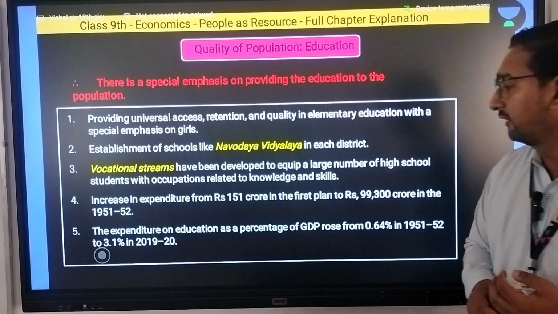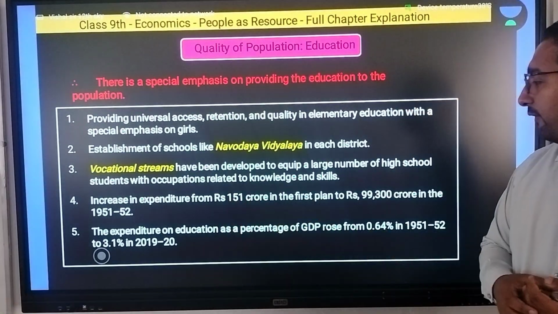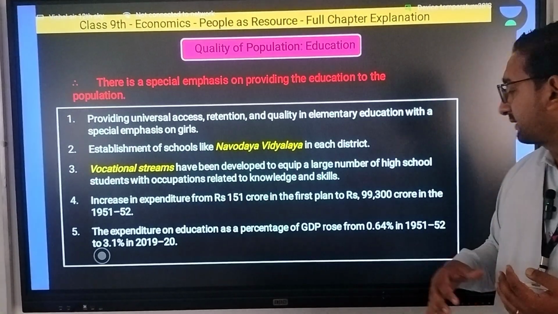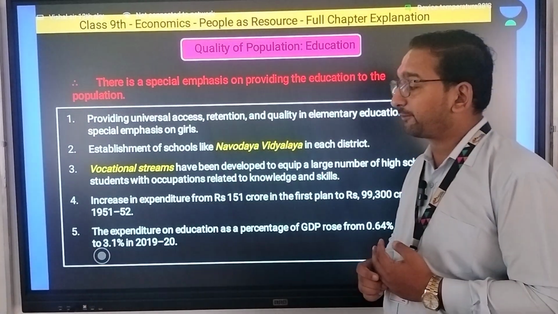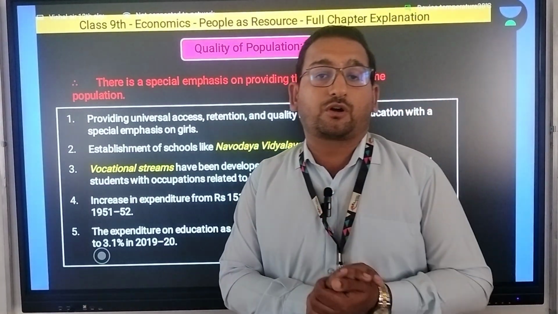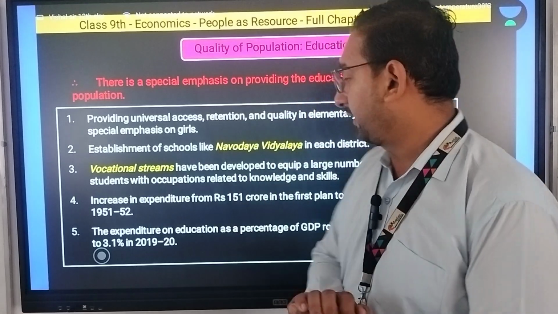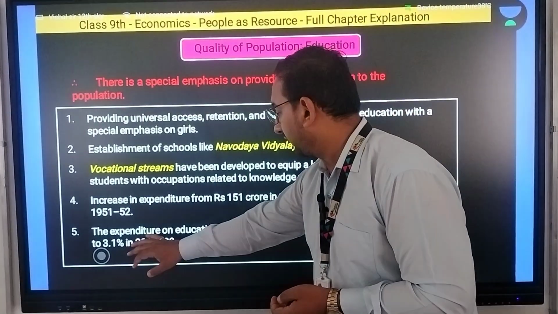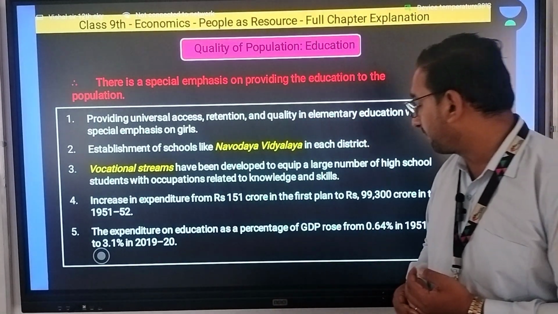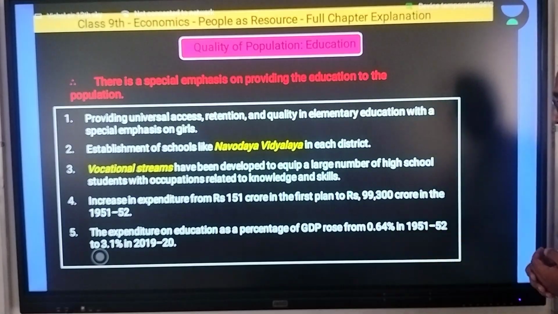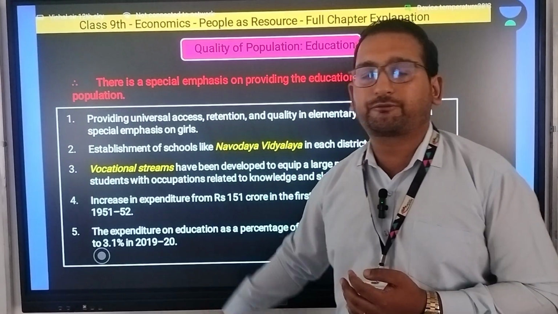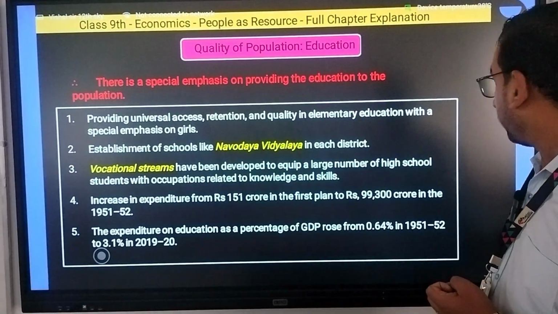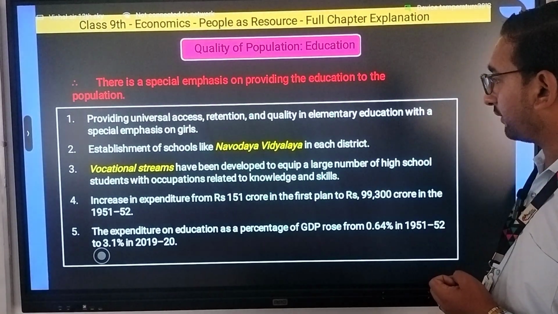Increase in expenditure from rupees 151 crore in the first plan to 99,300 crores in 1951-52. So government also increased the investment in the education sector as well. The expenditure on education as a percentage of GDP rose from 0.64% in 1951-52 to 3.1% in 2019-20.